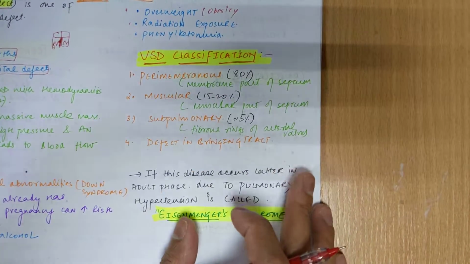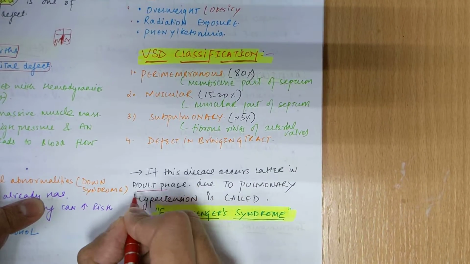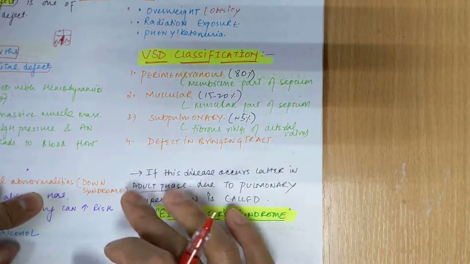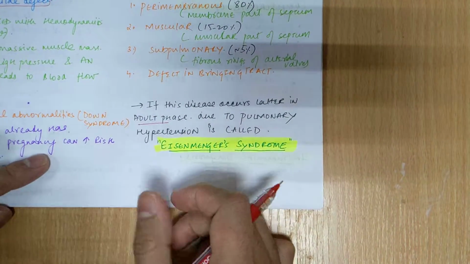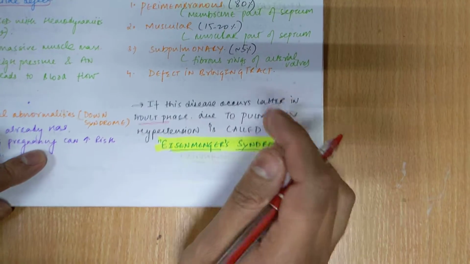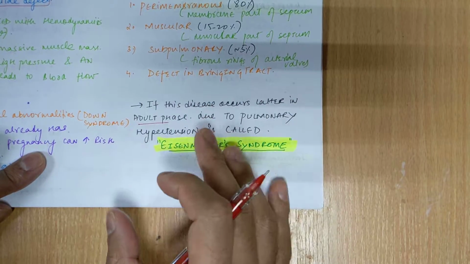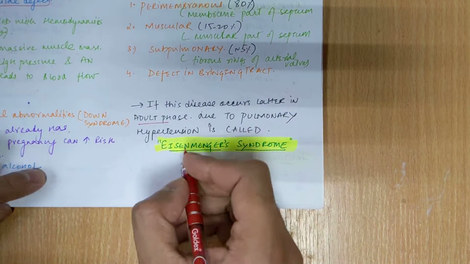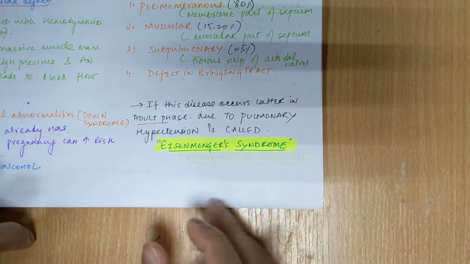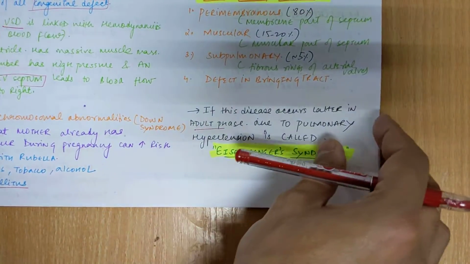Now, if the disease is not corrected in the newborn or child phase, in the adult phase it can lead to pulmonary hypertension. As I told you, the pressure will increase in the lungs, and that syndrome is called Eisenmenger syndrome. So that is the main pathology here.